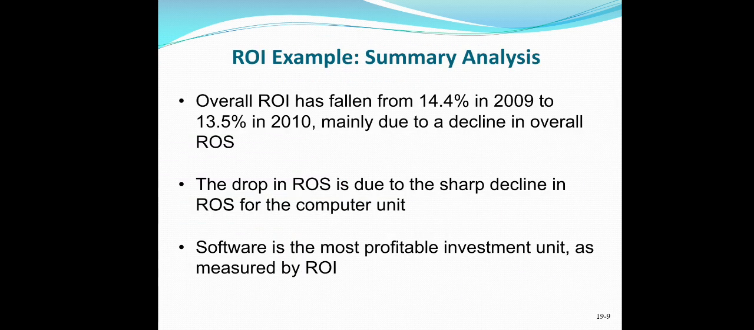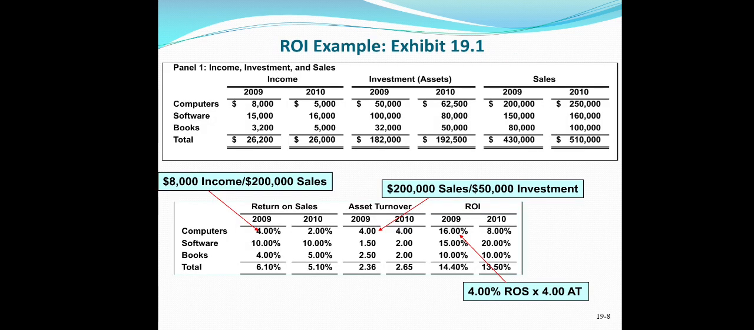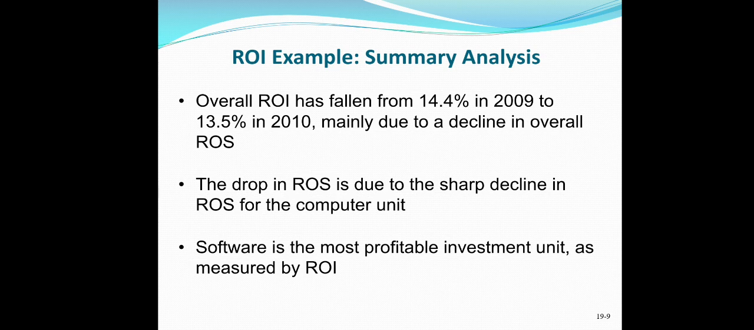And then the drop in ROS is due to the sharp decline in ROS for the computer unit. See the computer unit, the asset turnover is the same, 4% and 4%, but the return on sales dropped 50%, from 4% to 2% in year 2010. According to this, the drop in ROS is due to the sharp decline in ROS for the computer unit.